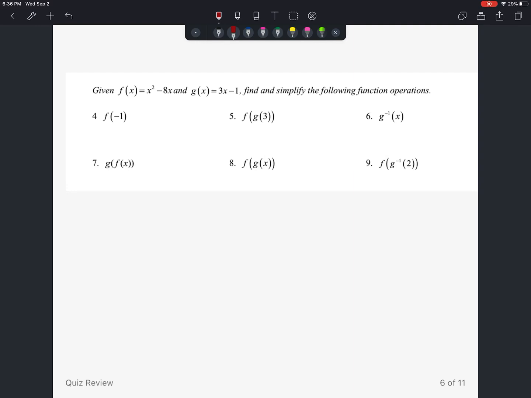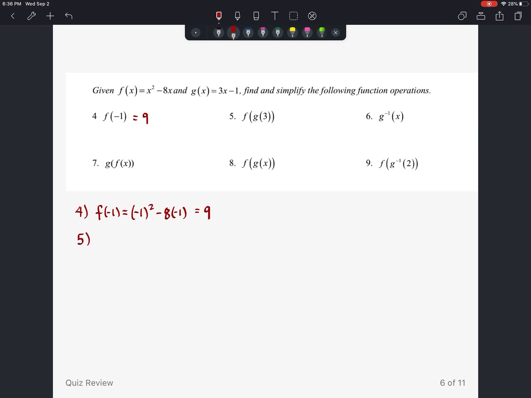The first one we'll look at is number 4. It's f of negative 1. I'll do it down here below where there's a little bit more room. We have f of negative 1 is equal to, remember we're just putting that in, negative 1 squared minus 8 times negative 1. Negative 1 squared is 1, plus 8 is going to give us 9. So that one equals 9.